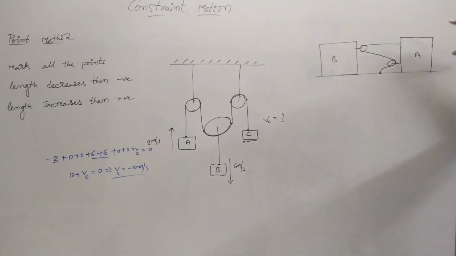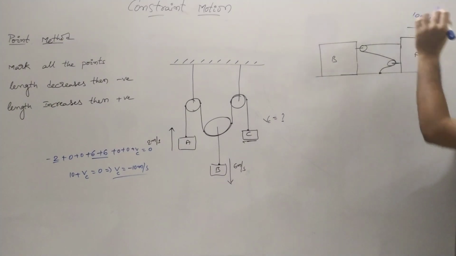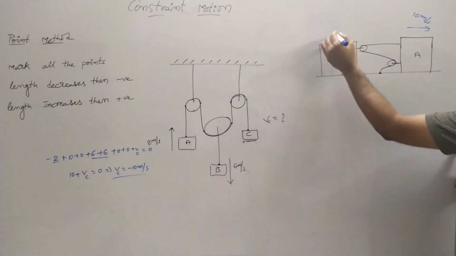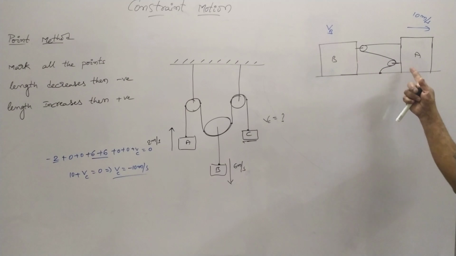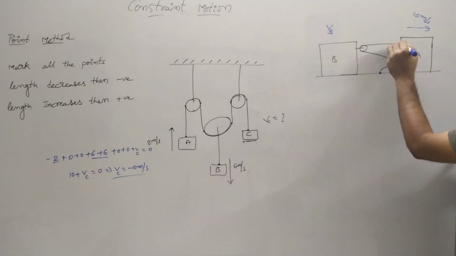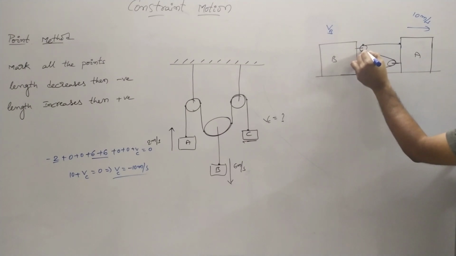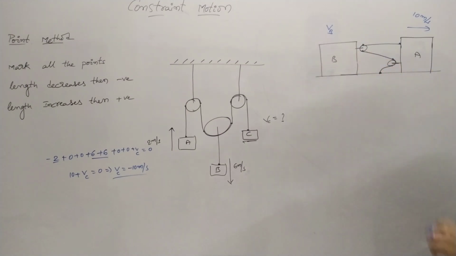Next, observe this problem. Here the block A is moving with 10 meter per second in this direction. Now we have to find the velocity of the block B. Observe this. Now we have to mark all the points. So I am going to mark a point at this location 1, and here at this point, as well as at this point, and at this point, at this point, and at this point. Now I have marked all the points.